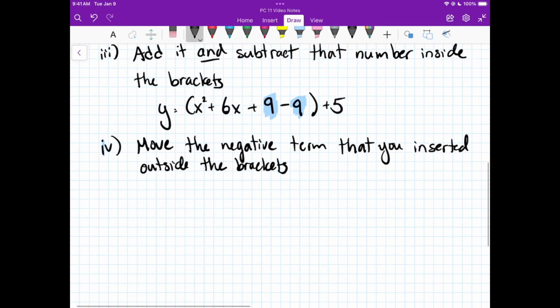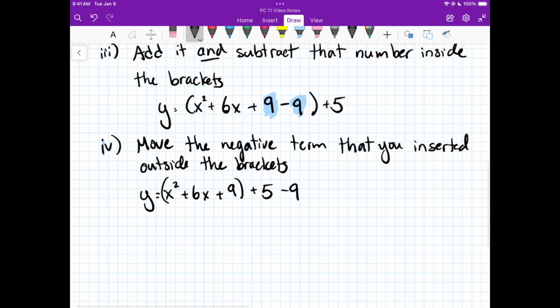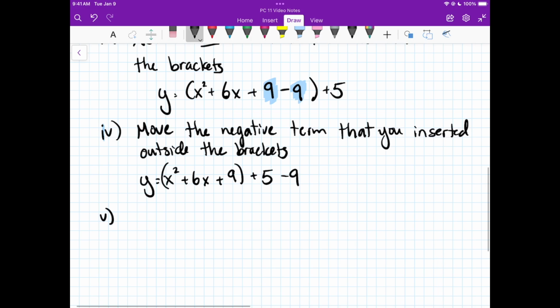All right, so we've got y equals x squared plus 6x plus 9, and that's all still in the brackets. And then we've got plus 5, and then that -9 that we've now moved out. We're actually almost done. So last thing we need to do now is to factor those brackets and simplify.